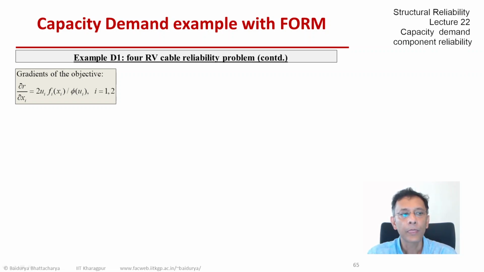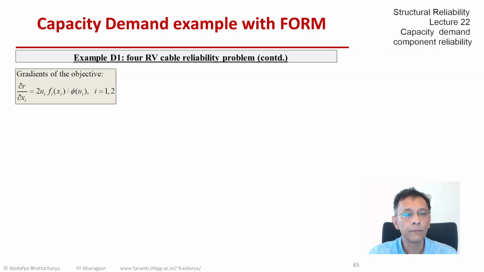So the partial of r with respect to x1, r being the objective function and x1 the first decision variable, would be twice u1 times the PDF of x1 over the standard normal PDF of u1. How does that come? We use the chain rule of differentiation. So we first take the derivative of r in terms of u1 and then u1 with respect to x1.